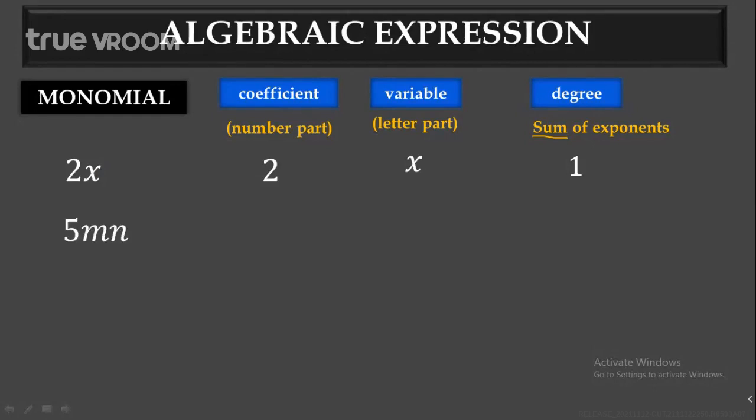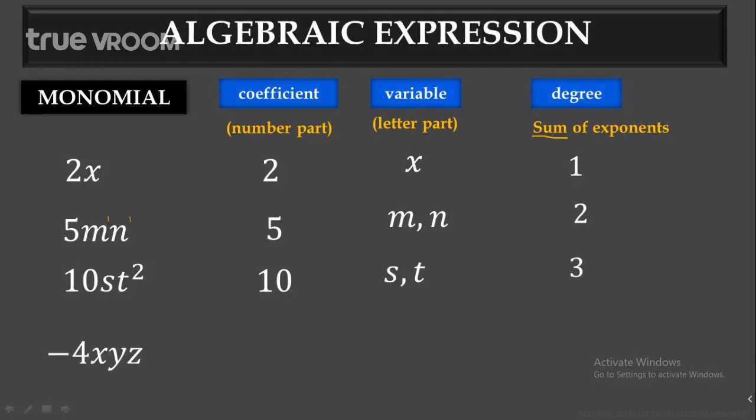How about if we have 5mn? What is the coefficient? 5. What are the variables? mn. What is the degree? 2. Very good, because 1 and 1. Next, 10st squared. What is the coefficient? 10. Variables? st. Degree? 3. How about negative 4xyz? What is our coefficient? Negative 4. Very good. What is our variable? xyz. We have x, y, and z, and the degree is 3. All right, so you can still remember.